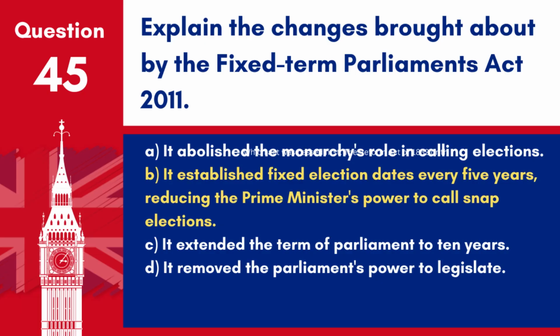Answer: B. It established fixed election dates every 5 years, reducing the Prime Minister's power to call snap elections. The Fixed Term Parliaments Act 2011 was designed to stabilise the electoral cycle by setting fixed dates for general elections, previously at the discretion of the Prime Minister.